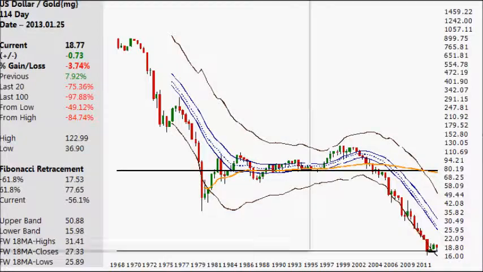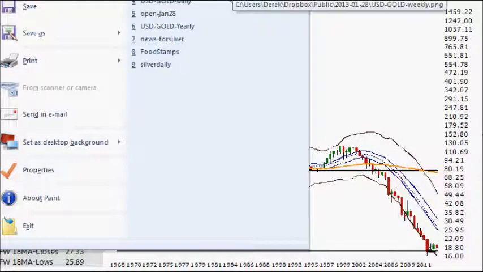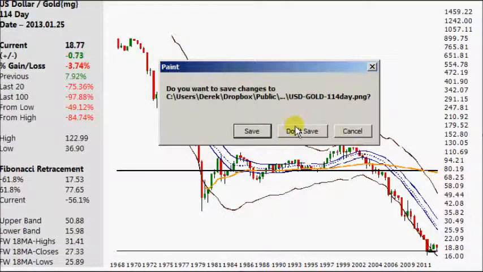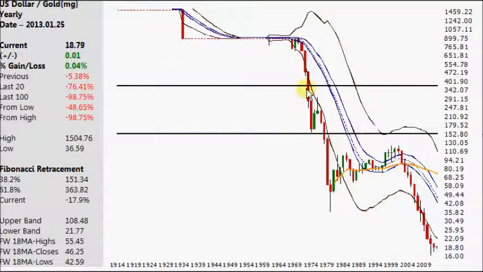Okay, let's expand this out to the yearly chart, going back to 1914. Back in the day, a single dollar would get you 1,500 milligrams, or 1.5 grams was worth $1. Today, it's a little over 18. Alrighty, same thing. We see the same pattern with the 18 average. It's the same low Fibonacci from the normal high, the normal low.